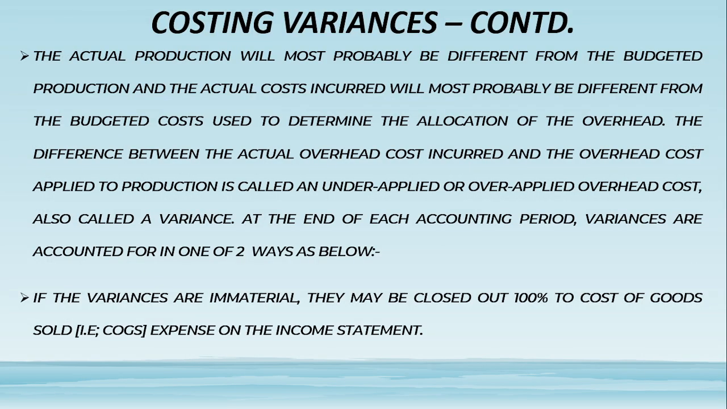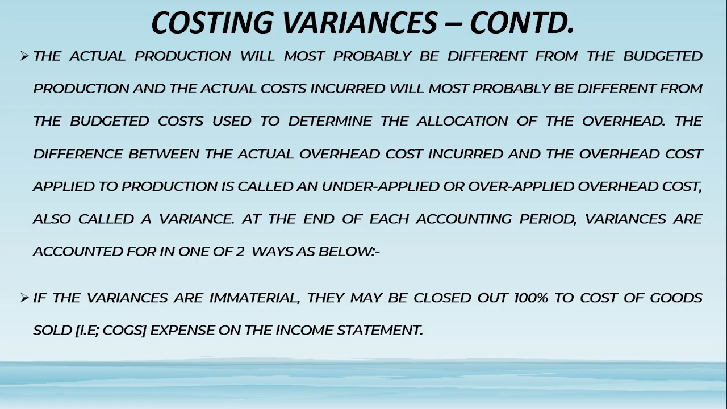The actual production will most probably be different from the budgeted production, and the actual costs incurred will most probably be different from the budgeted cost used to determine the allocation of the overheads. The difference between the actual overhead cost incurred and the overhead cost applied to production is called an underapplied or overapplied overhead cost, also called a variance.